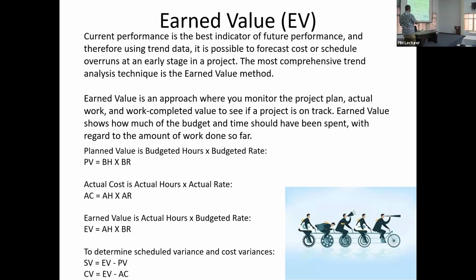So earned value is a method we use to predict the future, what is required. Let's just have a look at some of these formulas. You don't need to memorize anything, nothing you need to worry about. You can just listen to me. There are several formulas that we use to calculate earned value and the prediction of the future.